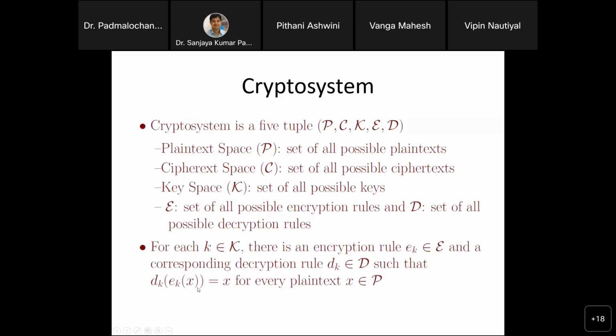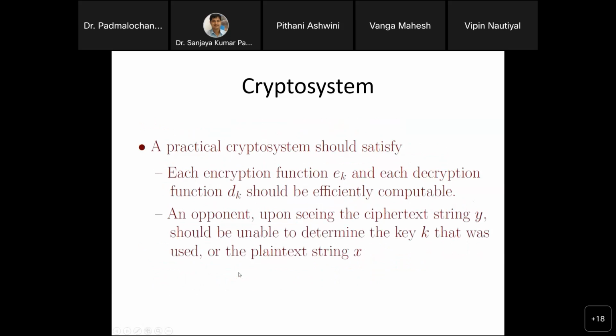such that if you apply the encryption rule ek on plaintext x belonging to the plaintext space, and then apply the decryption rule dk on that, you get back x. For every plaintext this should be satisfied, and therefore if k is known, it should be quickly possible to compute ek of x and dk of ek of x. This is the property I am talking about.